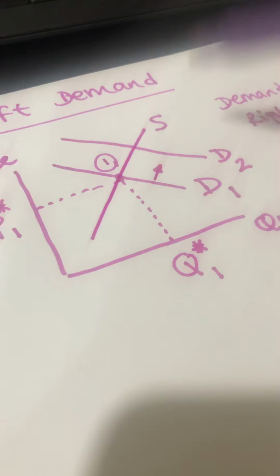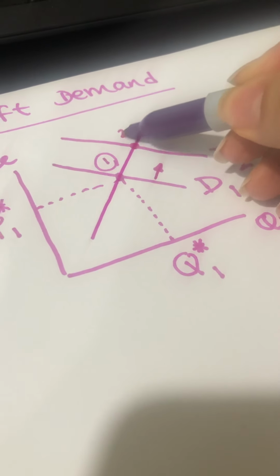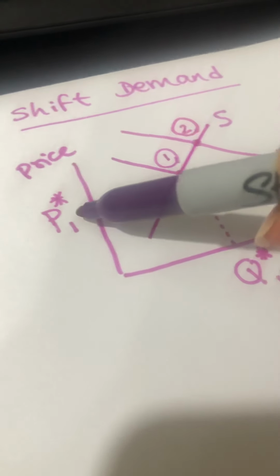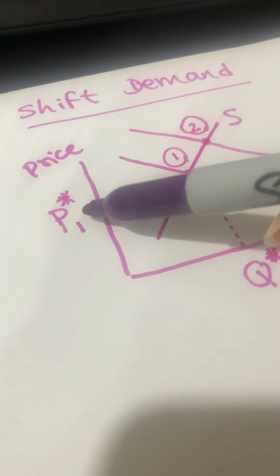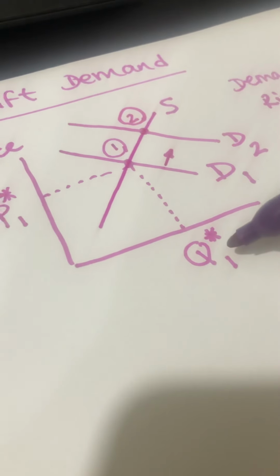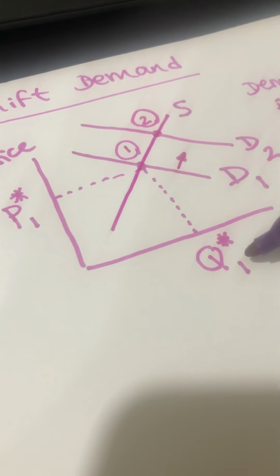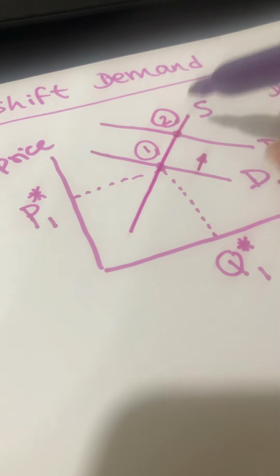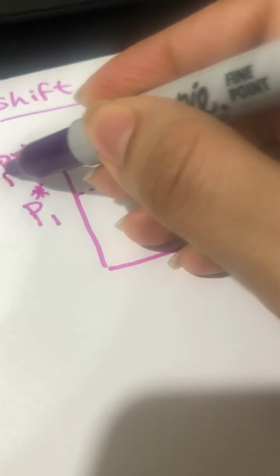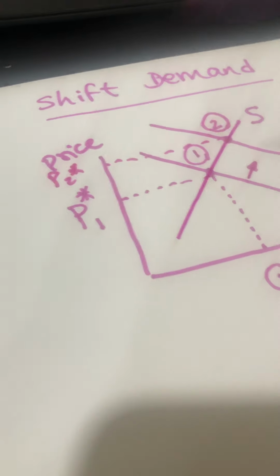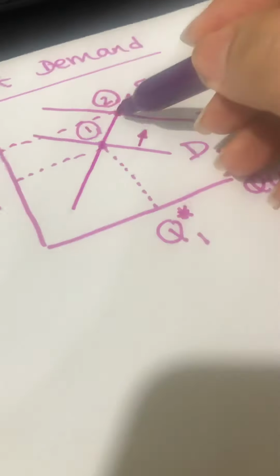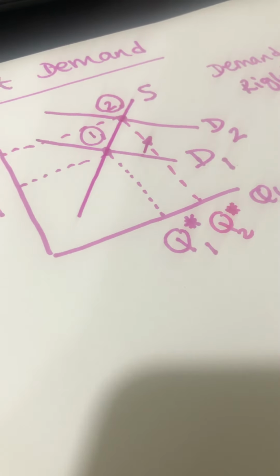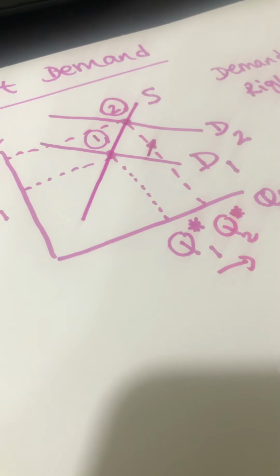I'm calling the new demand D2. So we have a new equilibrium. I'm going to call this equilibrium number 2. So we're not going to have the P star 1 as our equilibrium price. We're not going to have our Q star 1 as our equilibrium quantity, because we have a new equilibrium. At this equilibrium, as you can see, price is P star 2, which is higher than the original price. Our quantity is also Q star 2, which is bigger than our Q star 1.